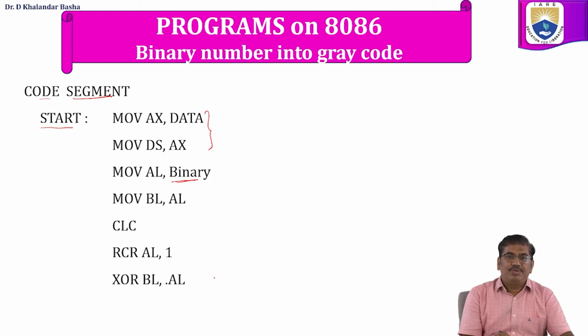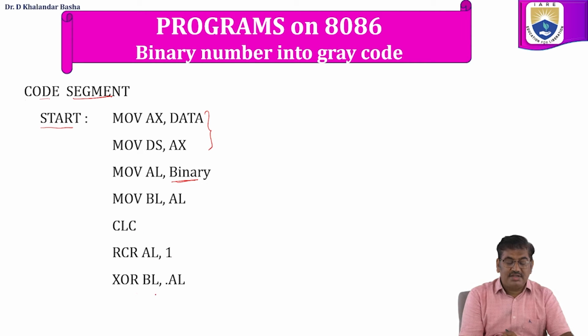Next, when we are rotating these contents towards the right side, we want the MSB position to be equivalent to 0, which is the carry flag. So we will clear the carry flag by using the instruction CLC. Then we are going to rotate the AL contents towards the right side along with the carry flag one time. For that we use the instruction RCR AL, 1.